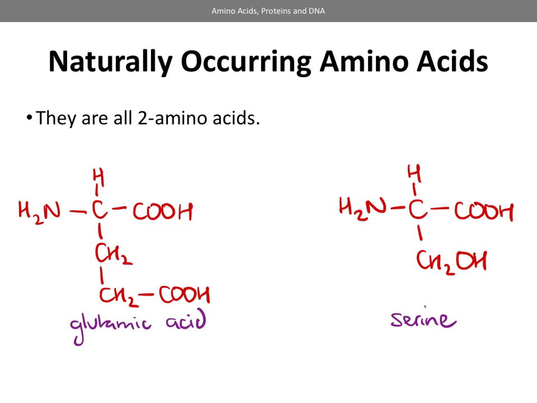So here are two particular examples. If we were looking at glutamic acid, we would be counting the carbons like this. And if we were looking at serine, we would be counting the carbons like this. So you can see more clearly that they are all 2-amino acids.